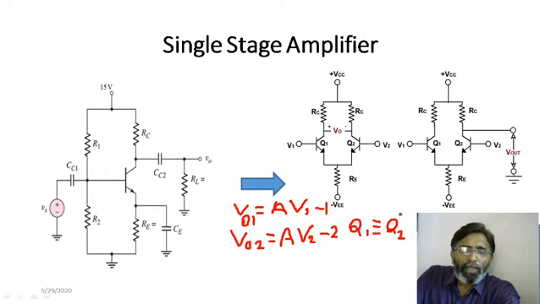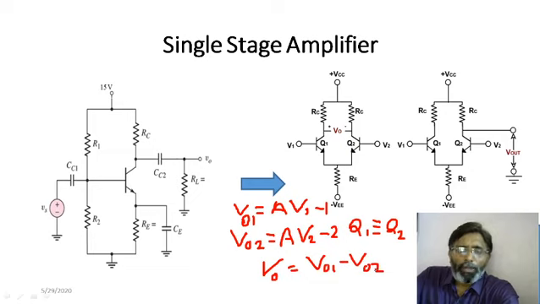Then next, I will have the final output VO, which is equal to VO1 minus VO2. Let us say this is equation number 3. Now, what I will do is put the values of VO1 and VO2 from equations 1 and 2 into equation number 3.